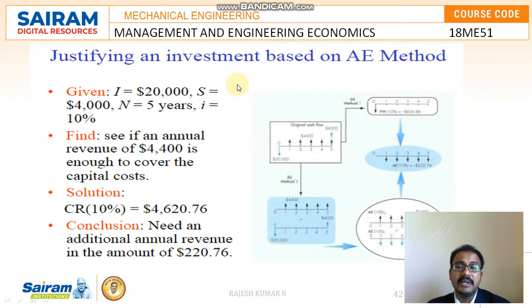Now, justifying this investment based on the annual equivalence method. Here, given I is 20,000, S is 4,000, the number of years is 5, and the interest rate is 10%. See if an annual revenue of 4,400 dollars is enough to cover the capital cost. In the solution, the value we get is 4,620.76 dollars. So we need an additional annual revenue in the amount of $220.76.